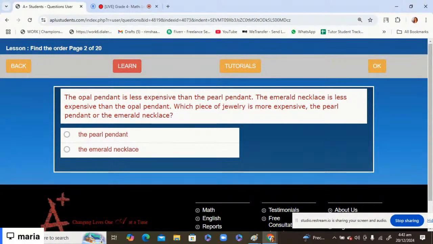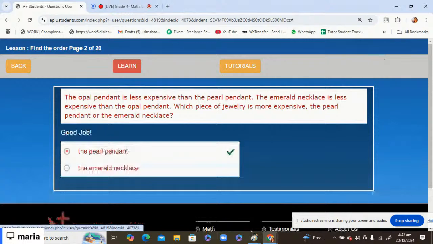Which piece of jewelry is more expensive, the pearl pendant or the emerald necklace? The emerald necklace is less expensive than opal, and opal is less expensive than pearl. So pearl is the greatest, opal is in the middle, and emerald is the least. So the more expensive one is the pearl, not the emerald. Okay, because the emerald is the least expensive, and opal is in the middle of both.